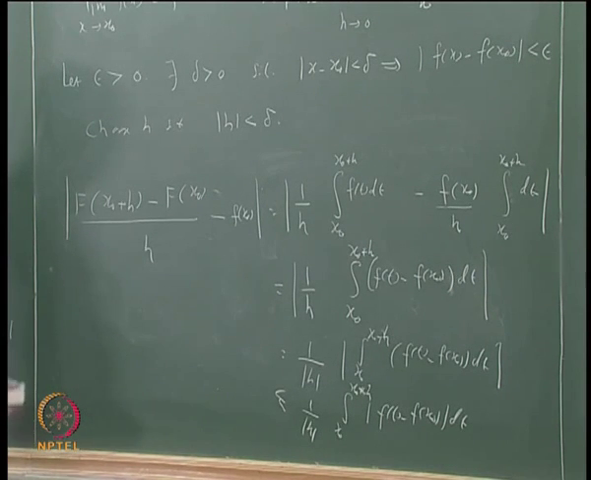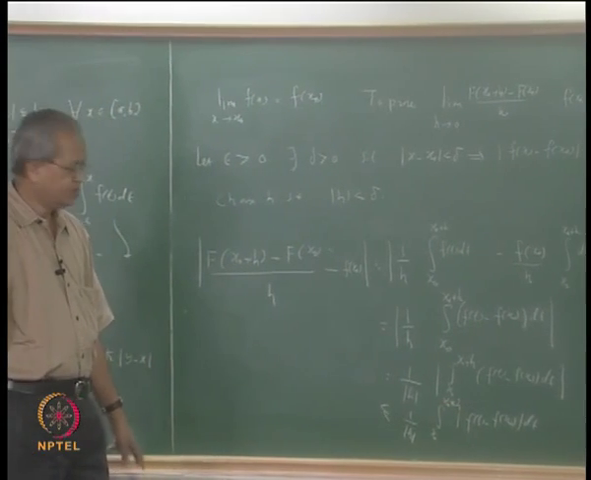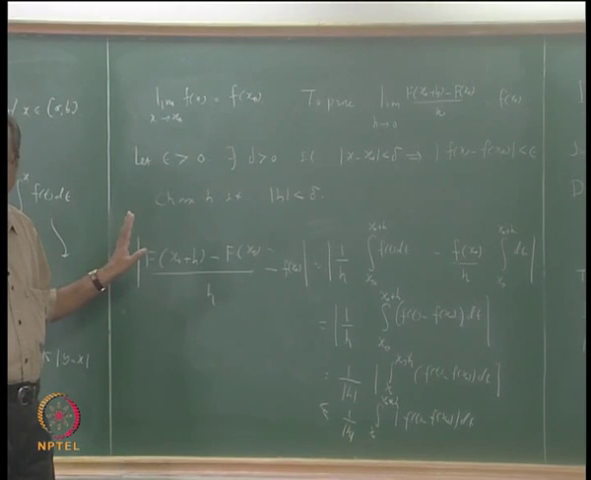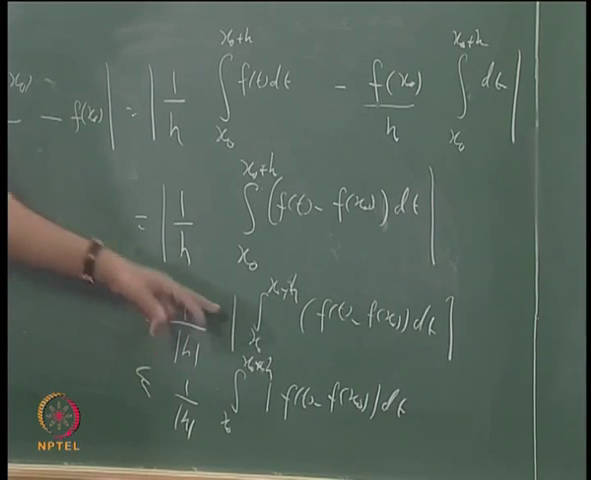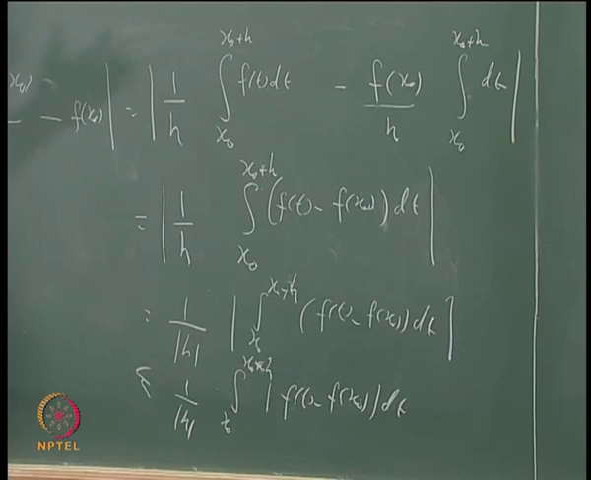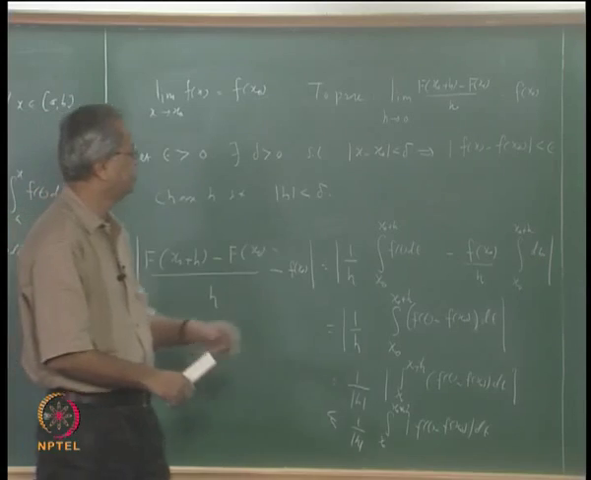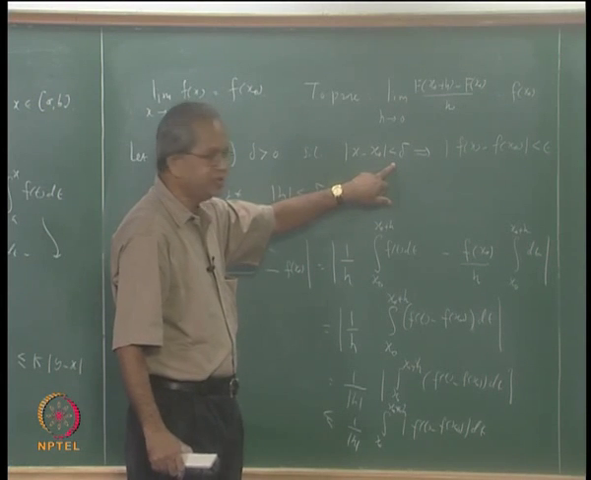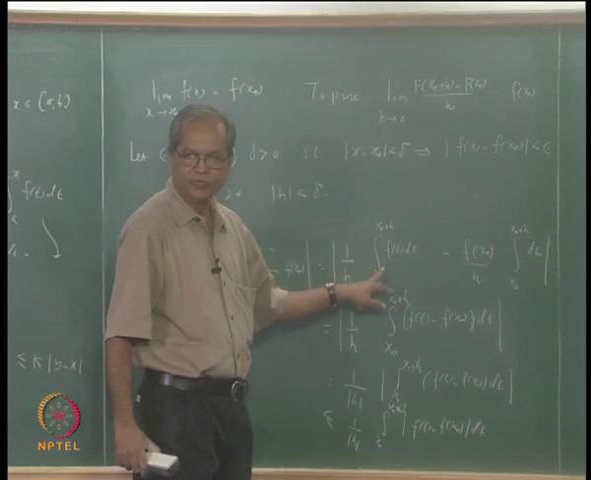Now the main question: what can we say about mod f(t) minus f(x naught)? Remember t lies between x naught and x naught plus h, and mod h is less than delta. So it is clear that t must lie between x naught minus delta and x naught plus delta. That means mod t minus x naught is less than mod h, which is less than delta.